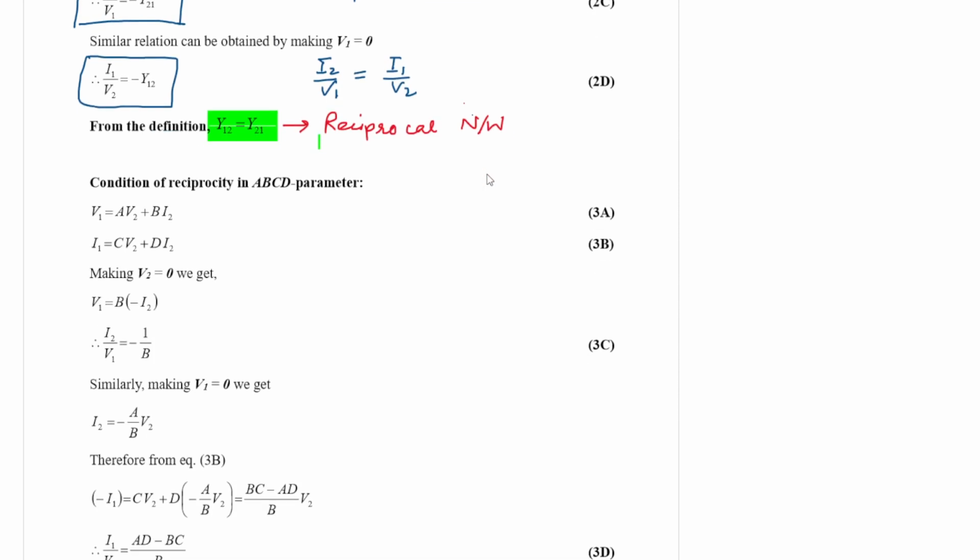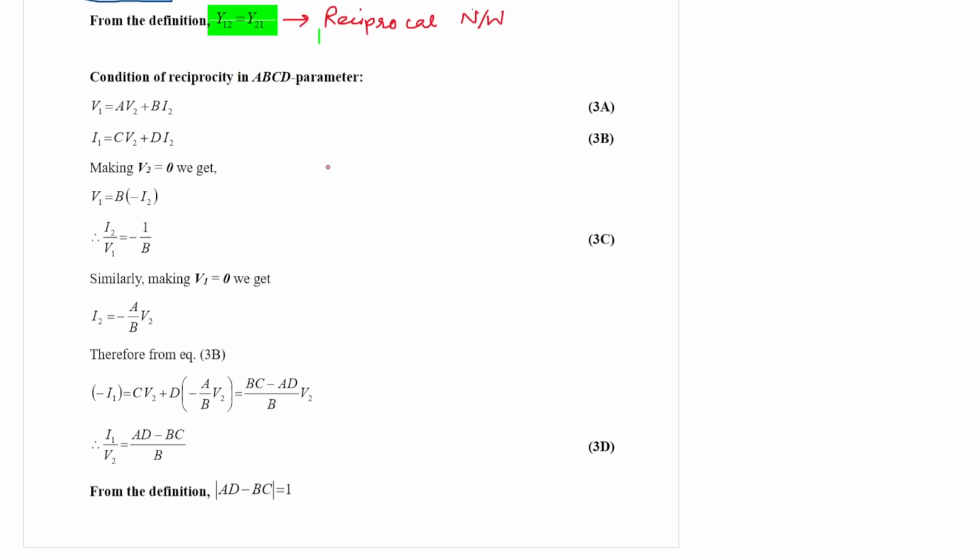So moving on, now let us solve it for the ABCD parameters. Under which condition can you say that, in terms of ABCD parameters, the network is reciprocal? We have the fundamental equations for ABCD parameters: V1 is equal to AV2 plus BI2, and I1 is equal to CV2 plus DI2. So we have that network.